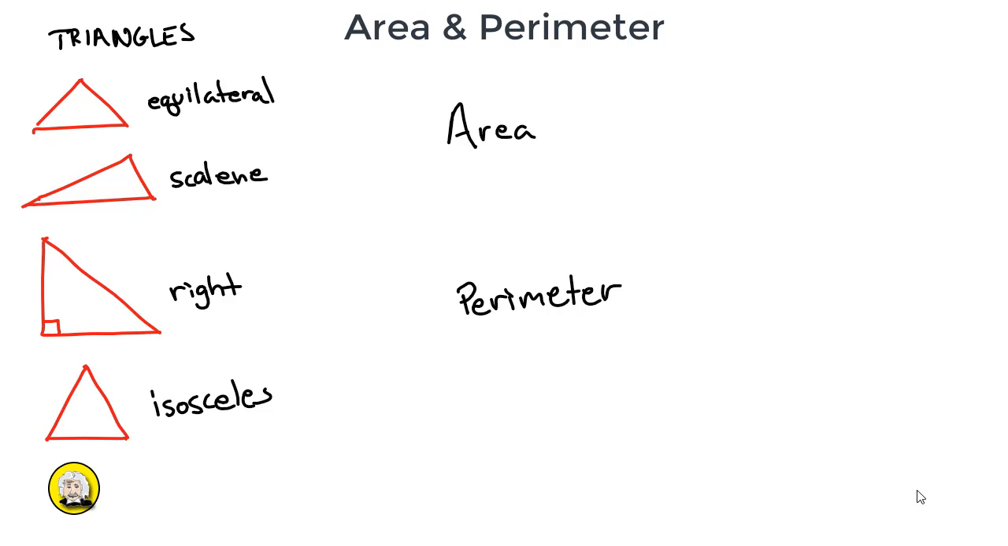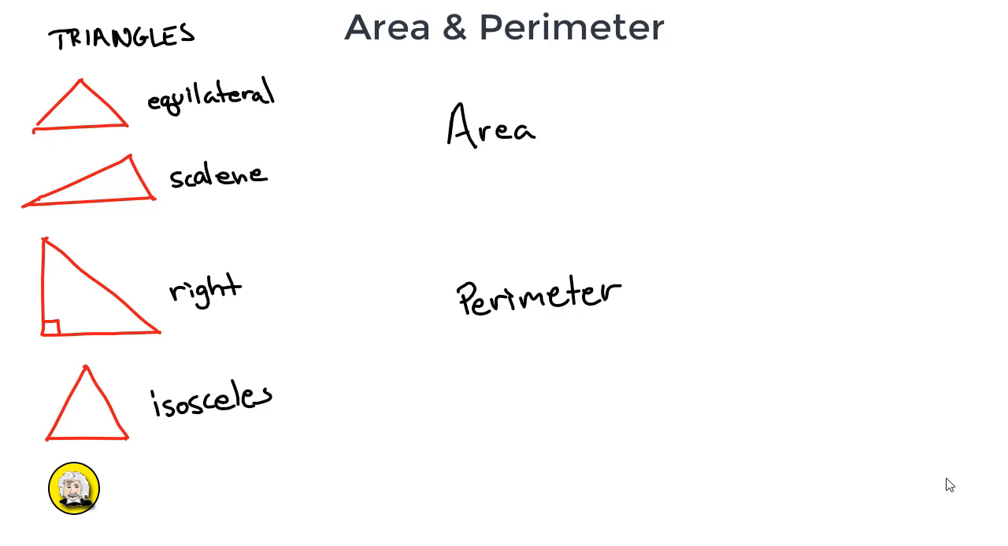In this lesson segment, we're going to introduce and explore the concepts of area and perimeter as they apply to a few basic shapes, like triangles, circles, and quadrilaterals, which include squares, rectangles, trapezoids, and the like. So with that, let's begin.